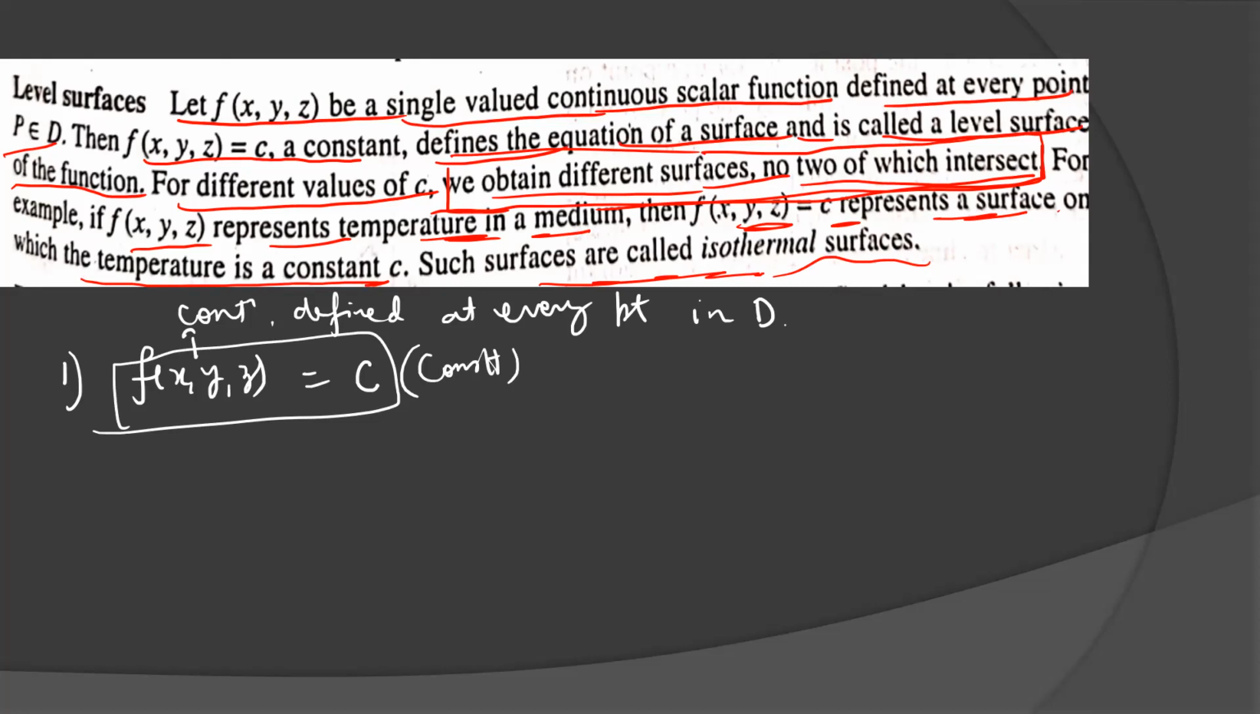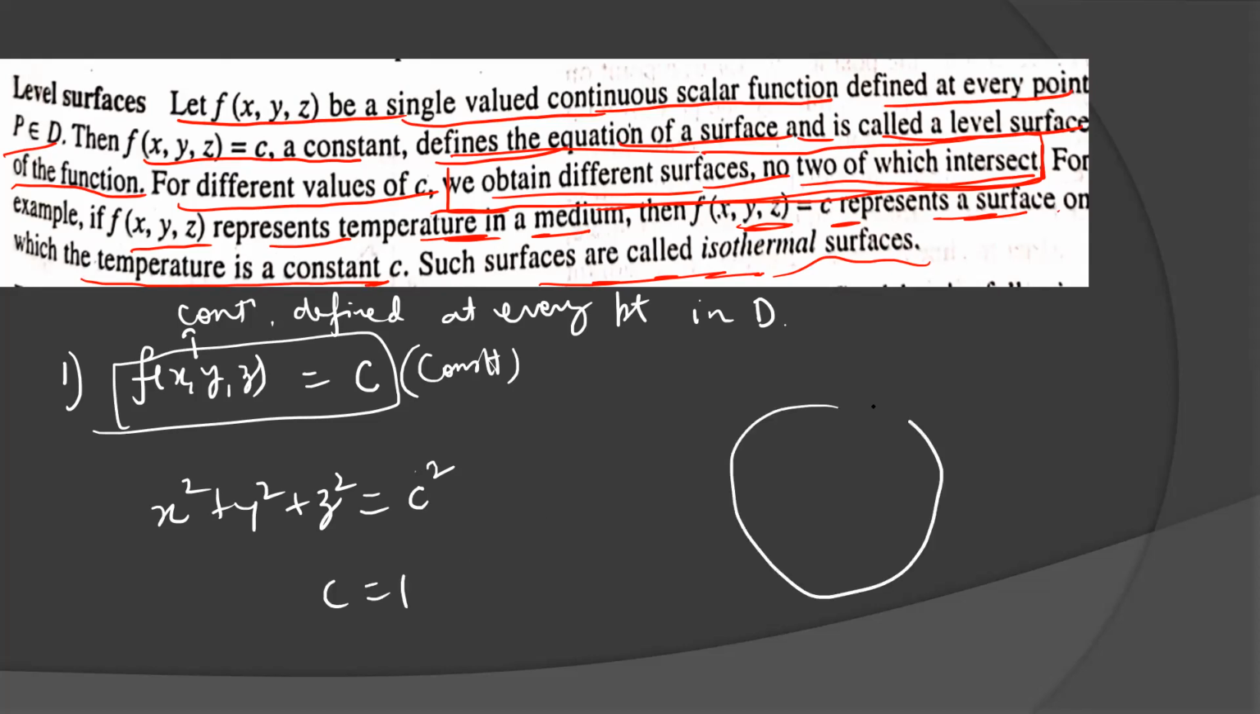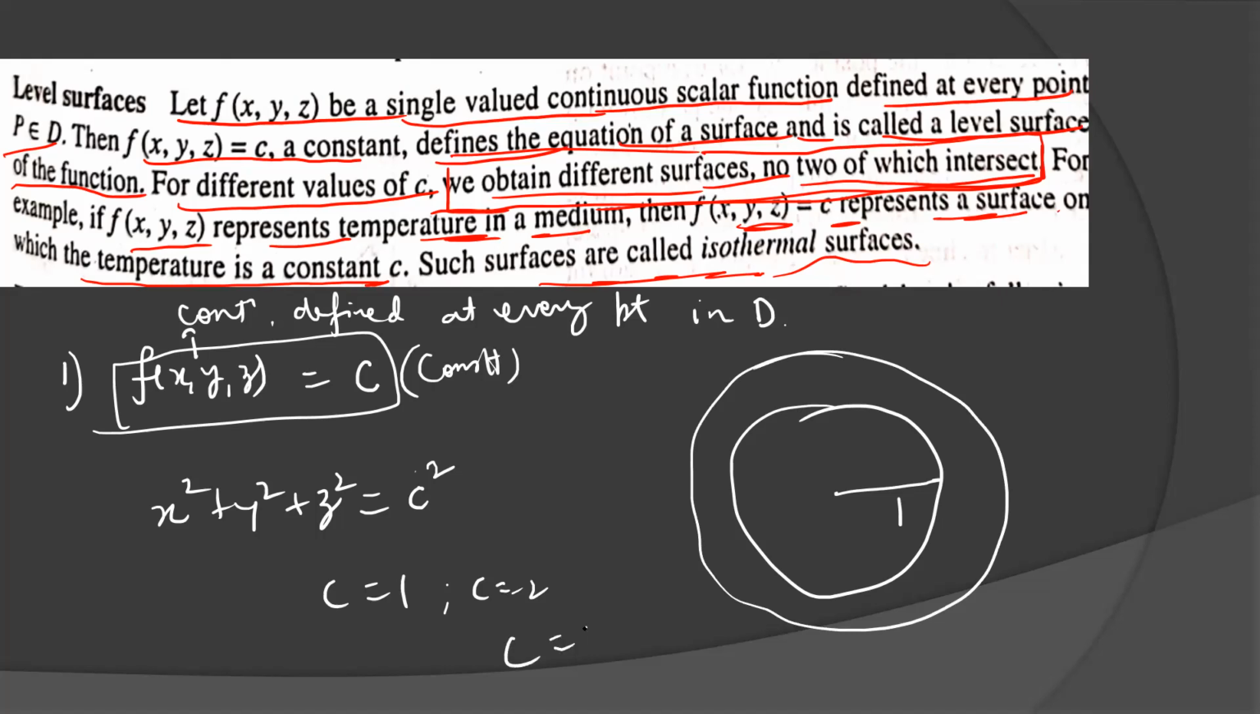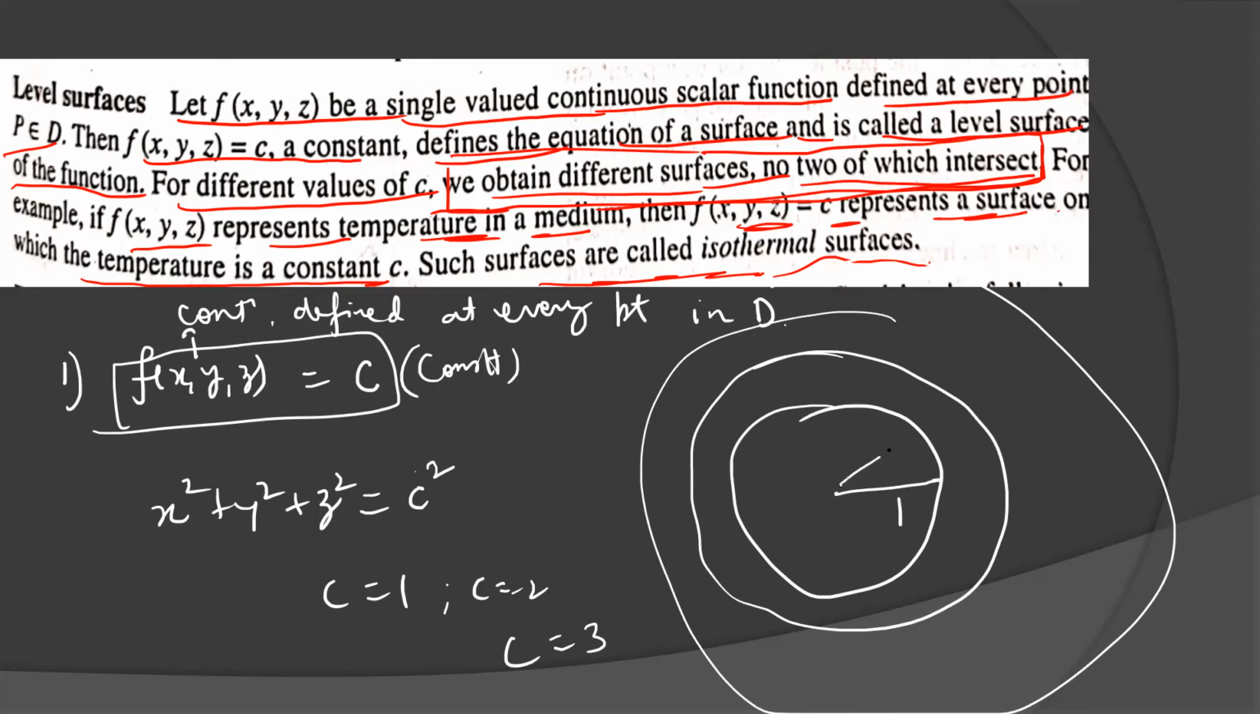What is the meaning of this? Suppose you have x square plus y square plus z square equal to c square, where c square is the constant. If c equal to 1, it is a sphere of radius 1. If c equal to 2, you have another sphere of radius 2. If c equal to 3, you have another sphere of radius 3. What is the meaning here? You have concentric spheres, and no two of these spheres intersect.